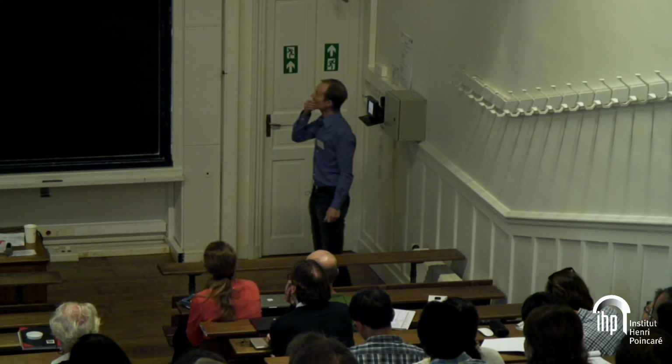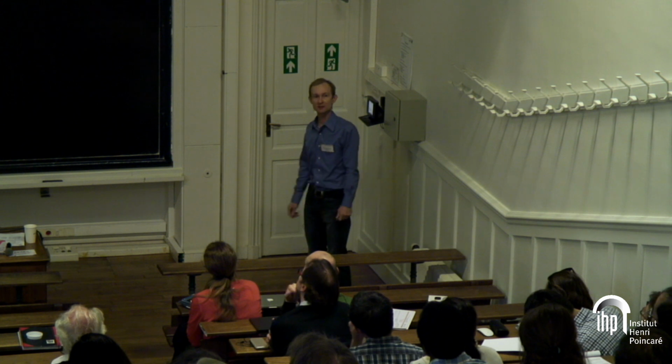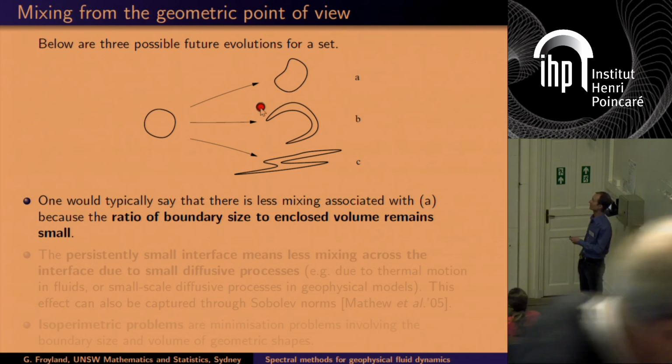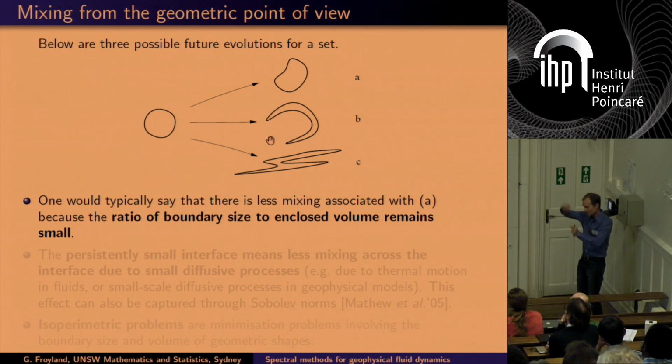Okay, so here is a sketch of mixing from a geometric point of view. So suppose I give you a set in 2D, and here are 3 possible future evolutions, and I ask which of these 3 evolutions corresponds to greater or lesser mixing. So most people would say, well, A looks like it's getting mixed less, and the reason they would say that is because these look like they're starting to get elongated and filamented and mixed.